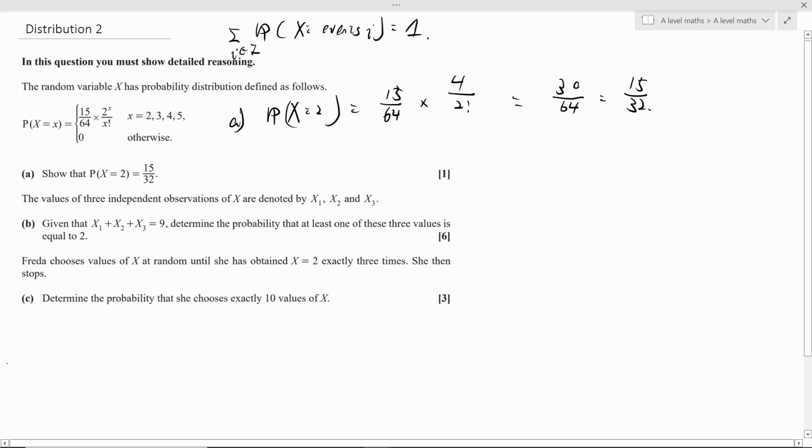The values of 3 independent observations are made, X1, X2, and X3. Given that X1 plus X2 plus X3 is 9, determine the probability that at least one of these 3 values is equal to 2. Part B, 6 marks. You can see it must be very difficult. The most important thing here is the word given. What does given usually mean? When you see given in a probability question, it usually asks you to calculate a conditional probability.